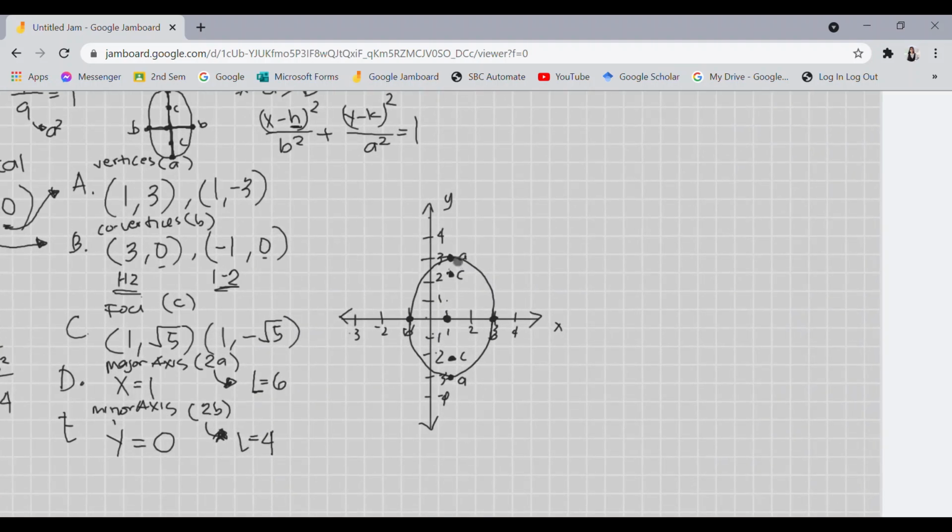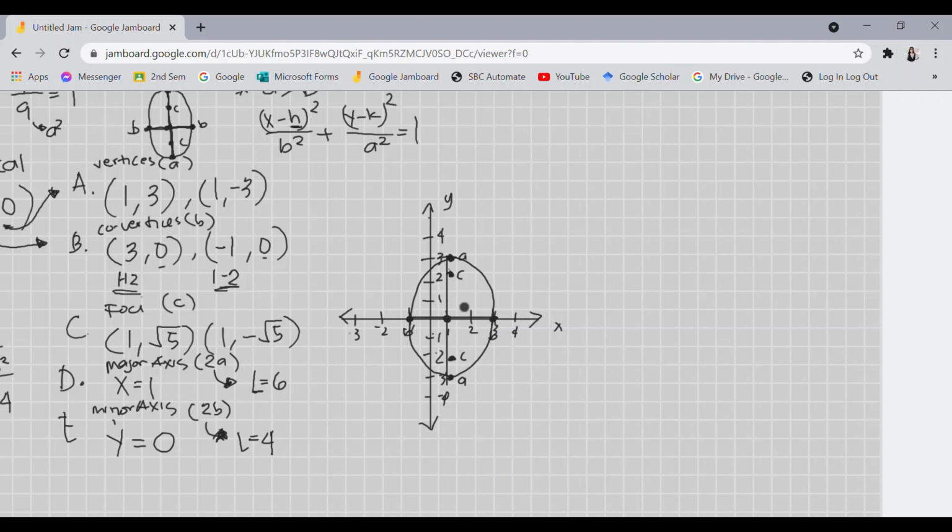So, your major axis is from A to A. So, from this point A, going to the other A, kunwari na lang ay tumapat sila. So, A to A. So, ayan, A to A. This is your major axis. And then, B to B. Okay. B to B, that is your minor axis.